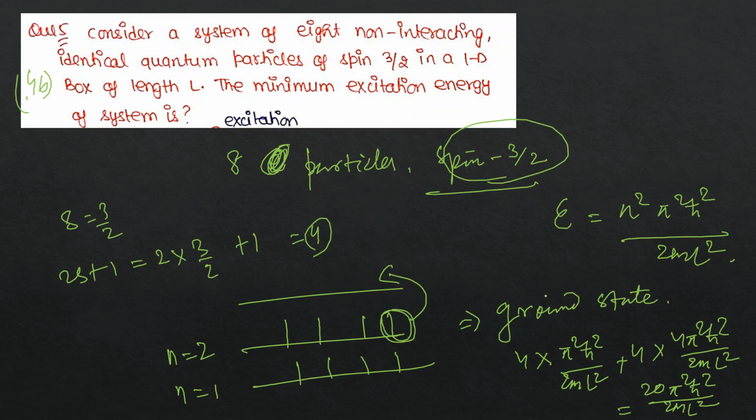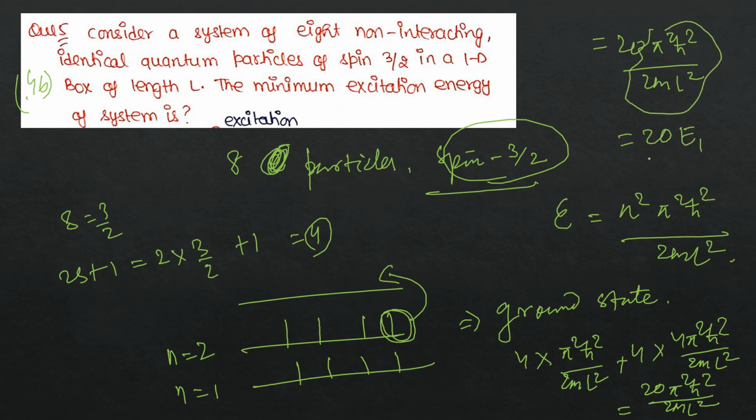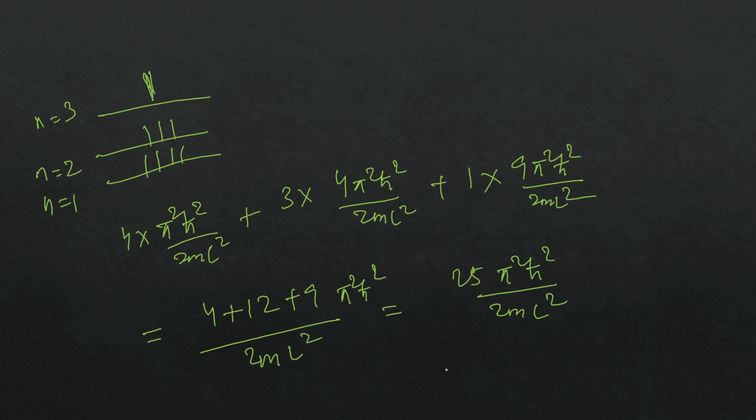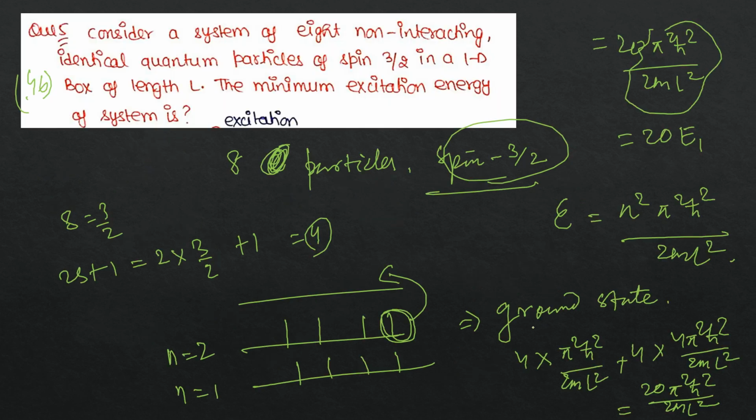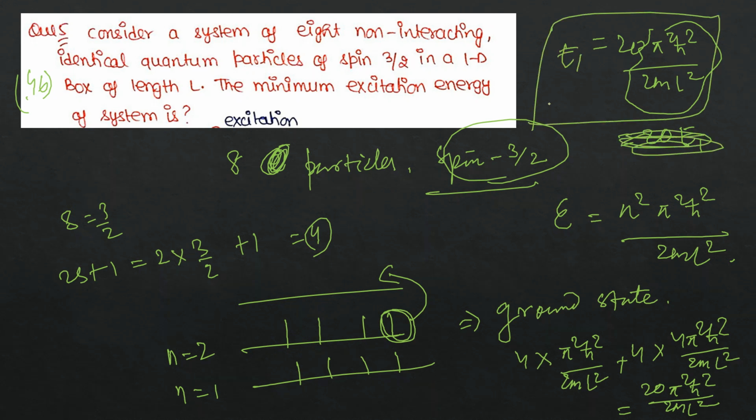But the thing is, what is the question? Minimum excitation energy of a system. This is actually asked in terms of the ground state, right? So the ground state is what? 20 pi square h cut square by 2 ml square. I can write this one as 20 E1, and this one I can write as 25. This one is your E1.